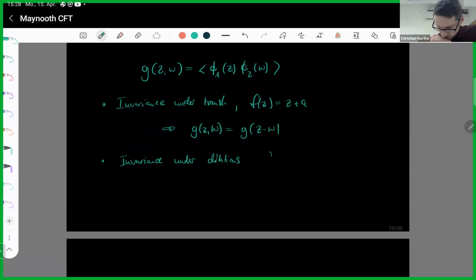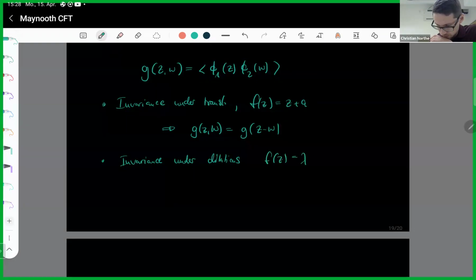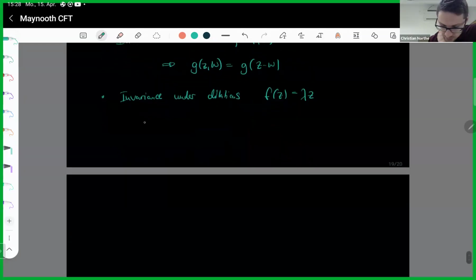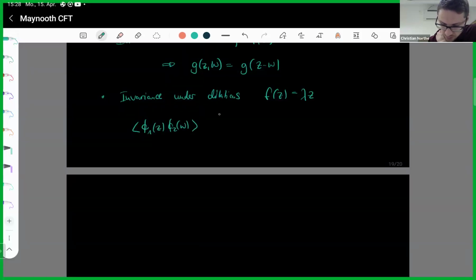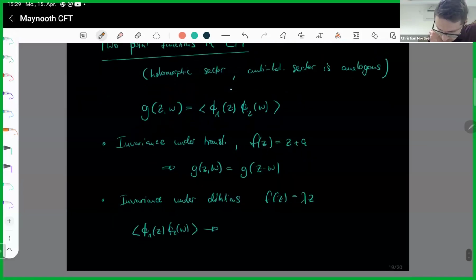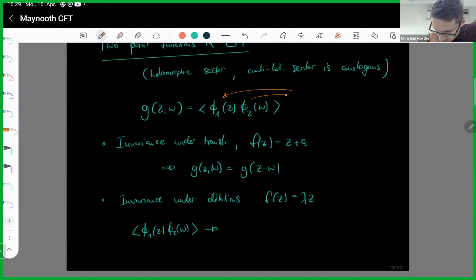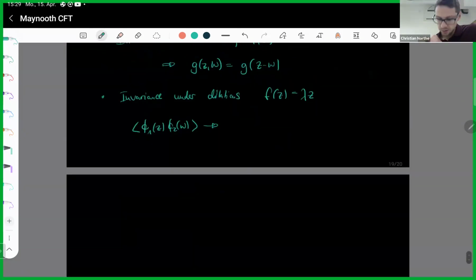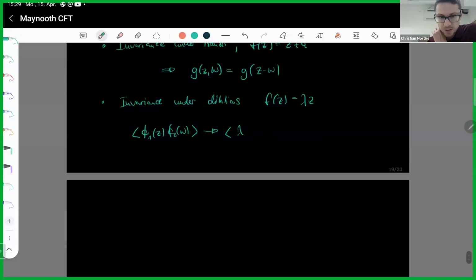Invariance under dilations, that's a function of this type, lambda z. So let's take a look and see how that goes. We have this function phi1 of z, phi2 of w, and we perform a dilation. And we're going to assume that these two are primary. So now we're using the primarity of these operators, and we're using the transformation that I copied in the beginning.